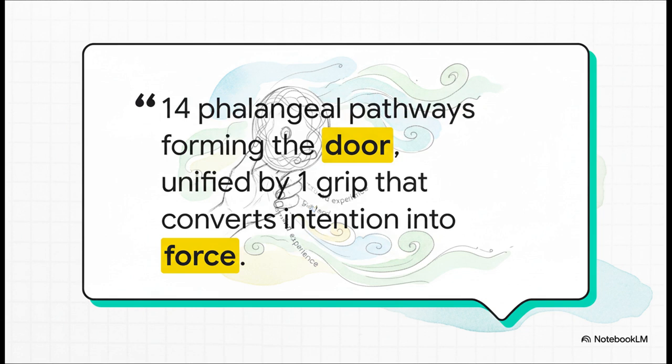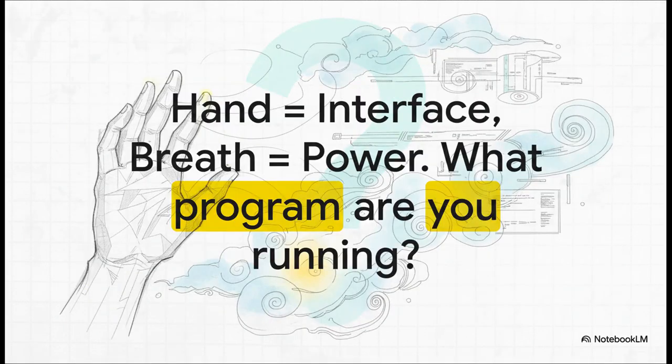Now combine that with the breath model, and the picture becomes completely clear. The hand is your interface for action, and your breath is the power source for your balance. It's like a blueprint for turning your inner state into your outer reality. And that brings us to our final and maybe most provocative question. If this model really holds true, if the hand is the interface and the breath is the power source, it really leaves us all to wonder, what program are you running?